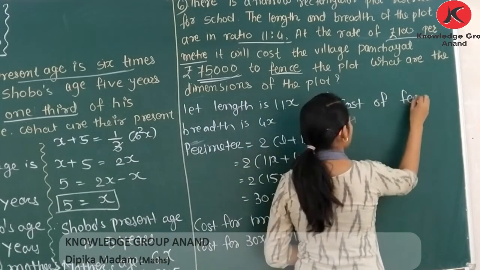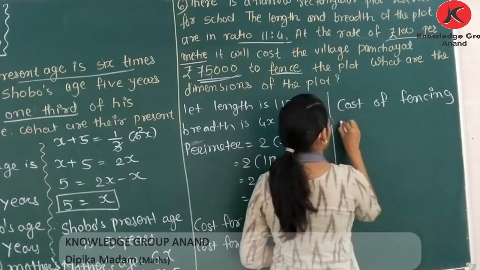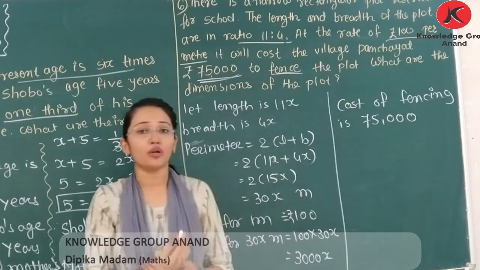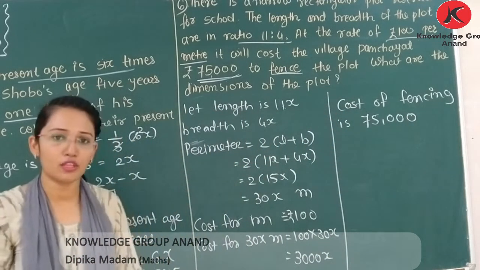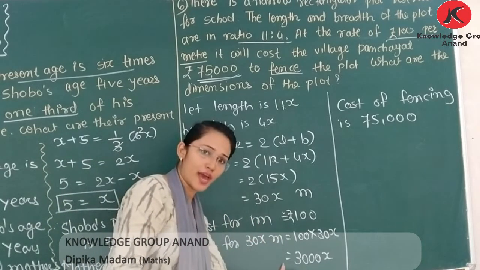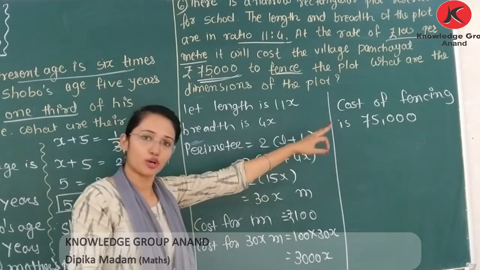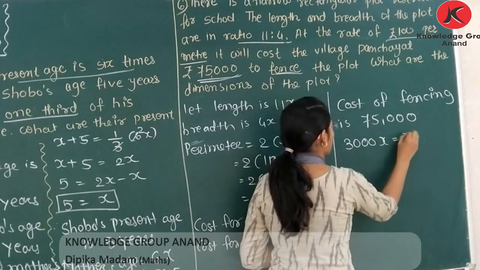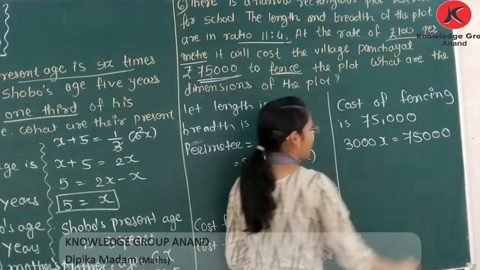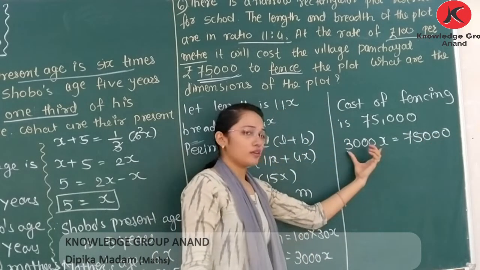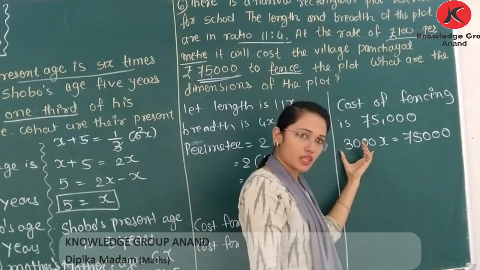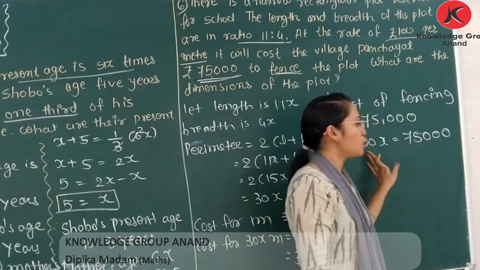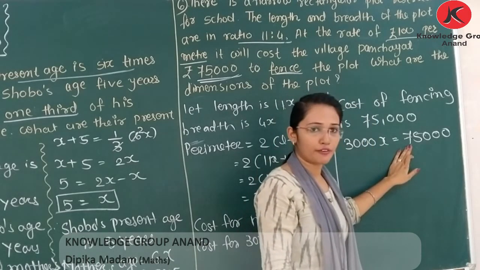Cost of fencing is 75,000. That is already given. That means the total cost is already given. So we find the cost with the variable and the actual cost is given in the question. So we can write the equation 3000x is equal to 75,000. This is the fencing cost with the variable, and this is the cost that is given in the question, but both are the same. So 3000x is equal to 75,000.